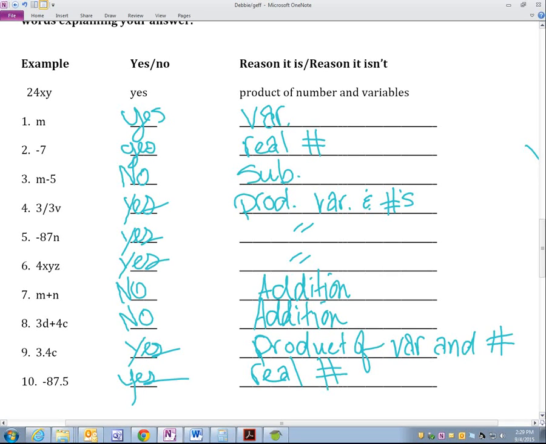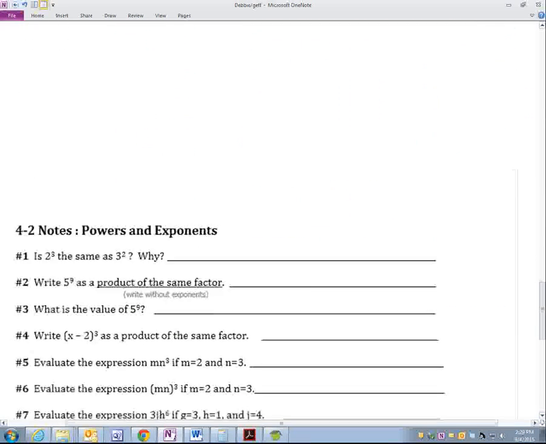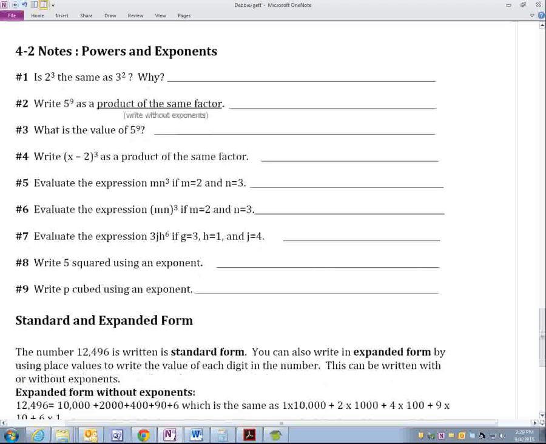Moving right along. 4.2, powers and exponents. It's okay if you're wrong. There's no punishment if you're wrong. For number 1, is 2 cubed the same as 3 squared? If you think it is, raise your hand.